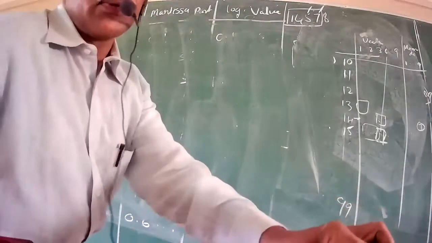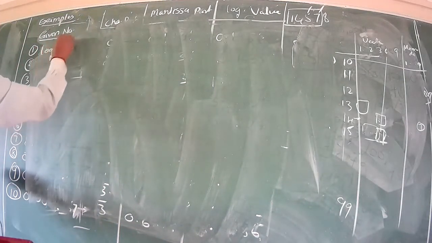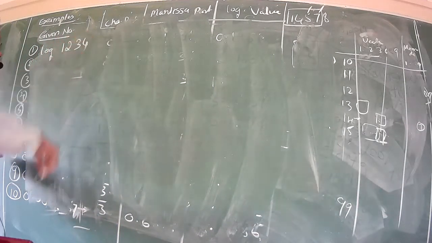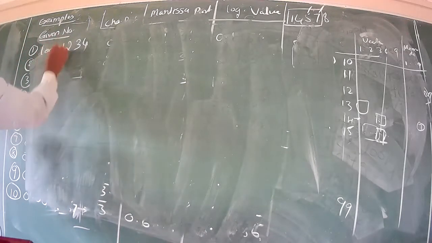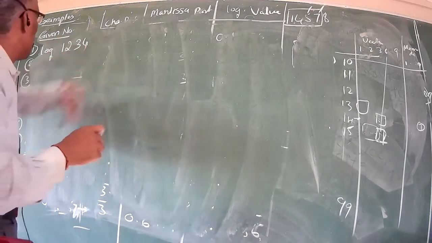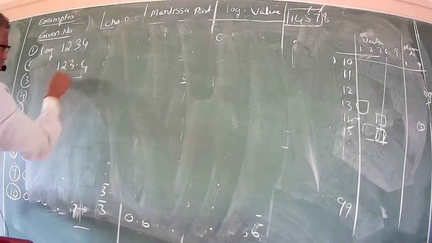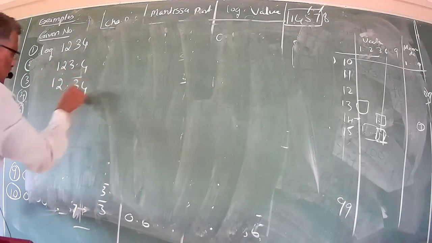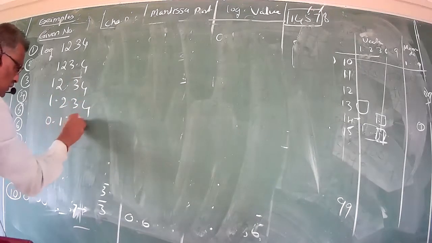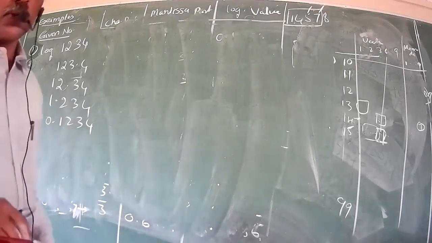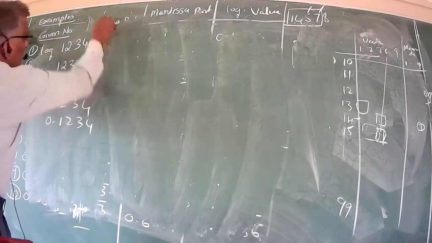Now carefully note this. Log of 1234. So to find the log of 1234, then log of 123.4, then 12.34, then 1.234, then 0.1234. Carefully note these numbers. Now, what is the characteristic part here?